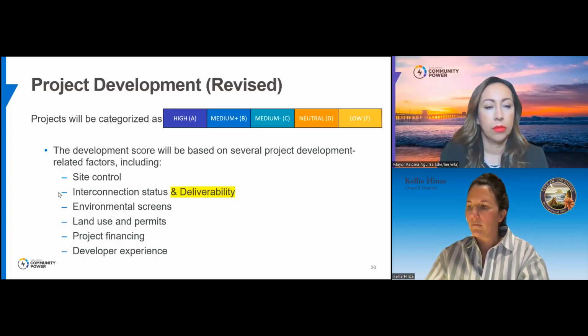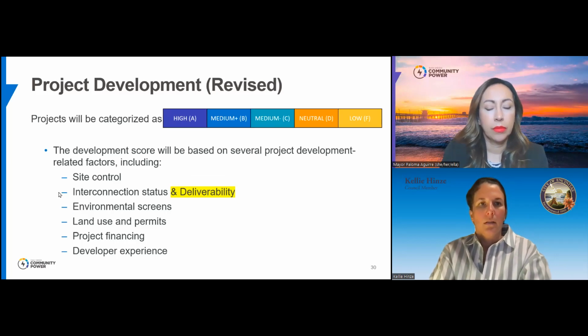Next slide, please. And again, this is a scoring criteria where we're gauging overall project development likelihood and experience levels. We had interconnection status on here before, and wanted to clarify that it will also include deliverability. This could look at both the specific project or how well the developer has a track record of obtaining deliverability.